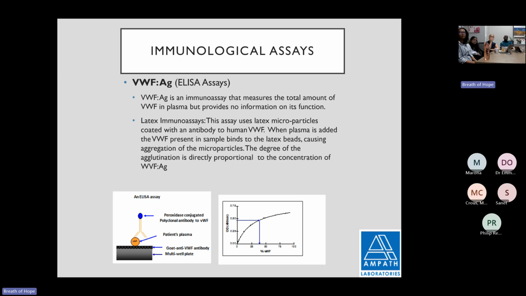So this I know is going to bore you. I'm going to go quickly through it, but this is just the principle of the test. So for the von Willebrand antigen, we just want to make sure how much von Willebrand the patient is producing, and we use an ELISA assay.